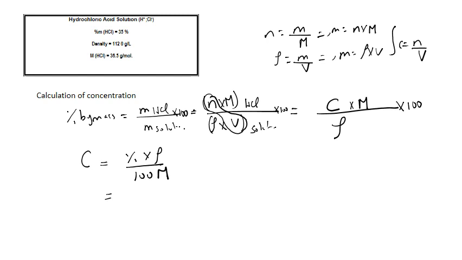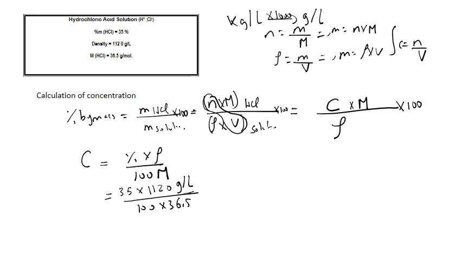By substituting the values given above, percentage is 34, density is 1120 gram per liter. You should always check the unit. If it is in kilogram per liter, you have to change it into gram per liter by multiplying by 1000, over 100 times molar mass, which is 36.5. By calculation, we can get that the concentration is 10.47 mole per liter.